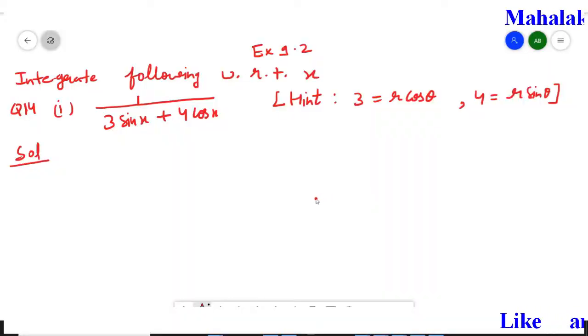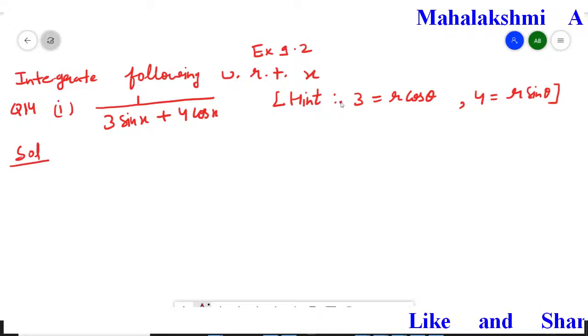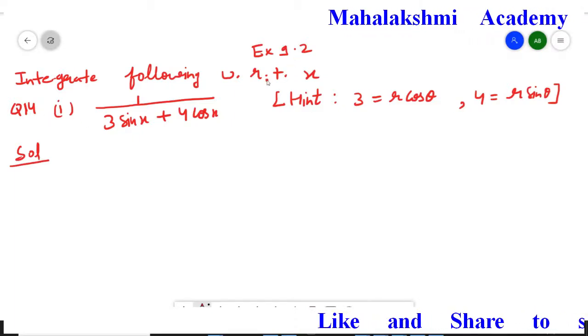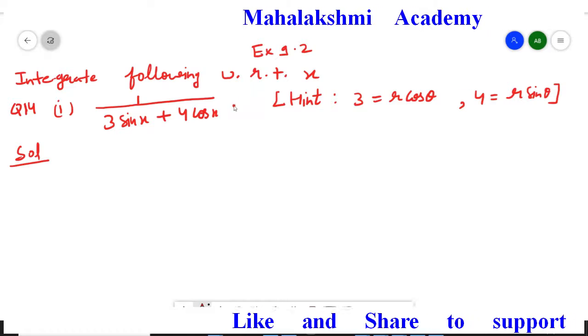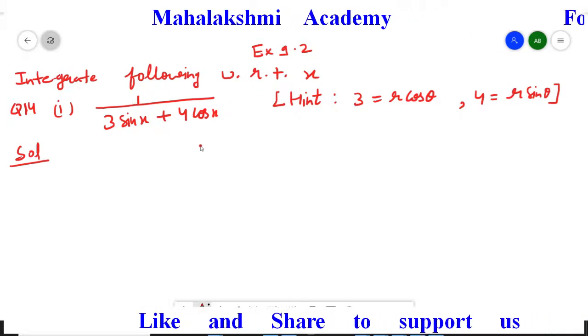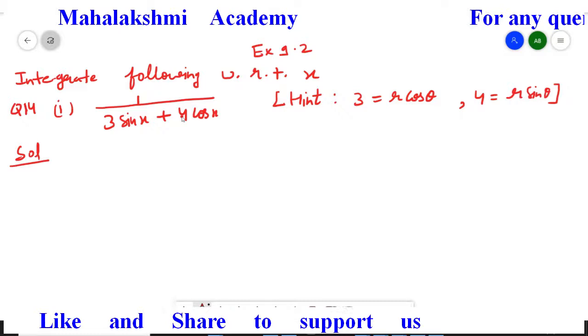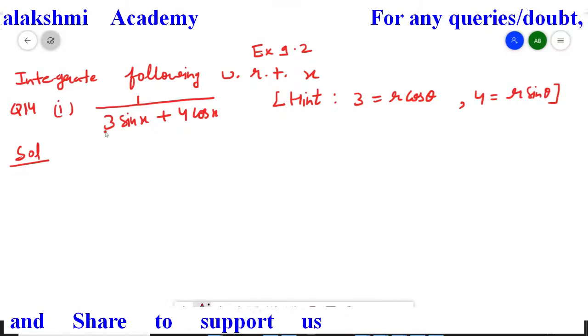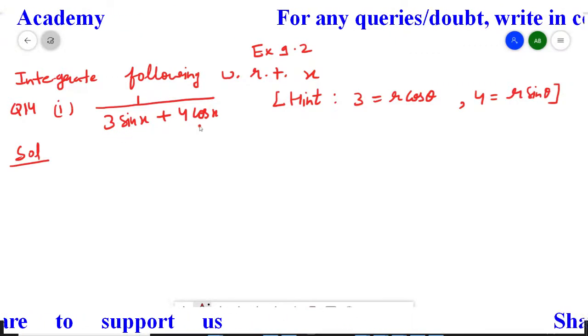Hello everyone, I am going to explain question number 14 from exercise 9.2. This question belongs to 12th class maths. In this question, we have to integrate the given function with respect to x. The given function is 1 upon 3 sin x plus 4 cos x.